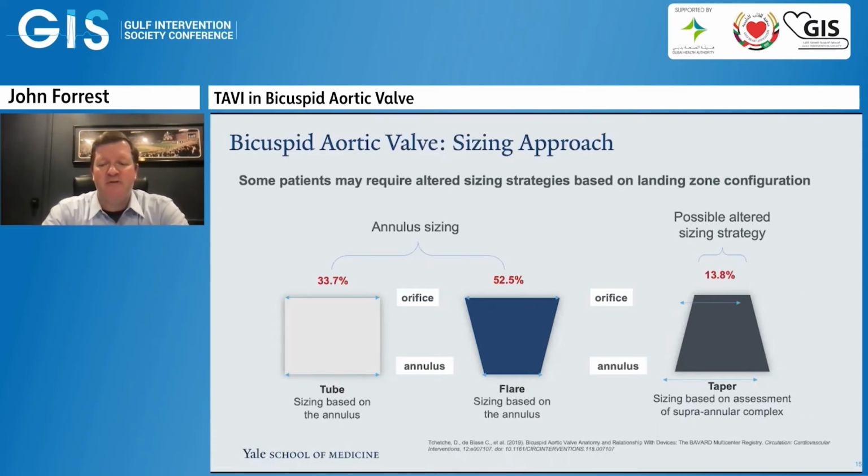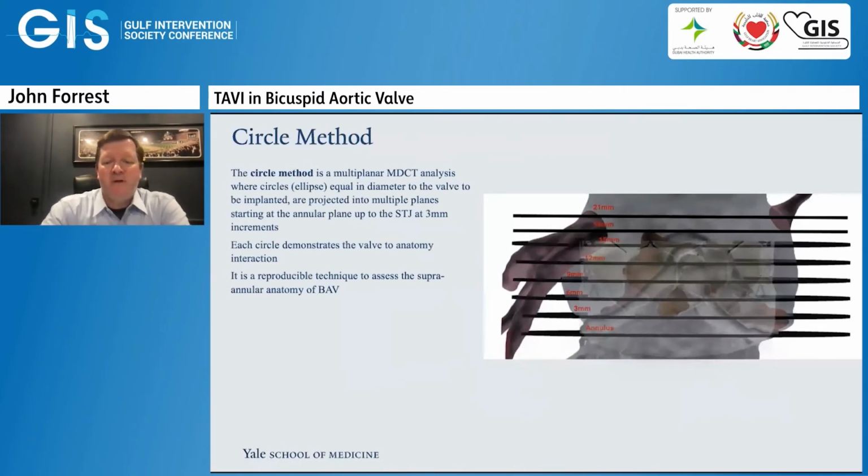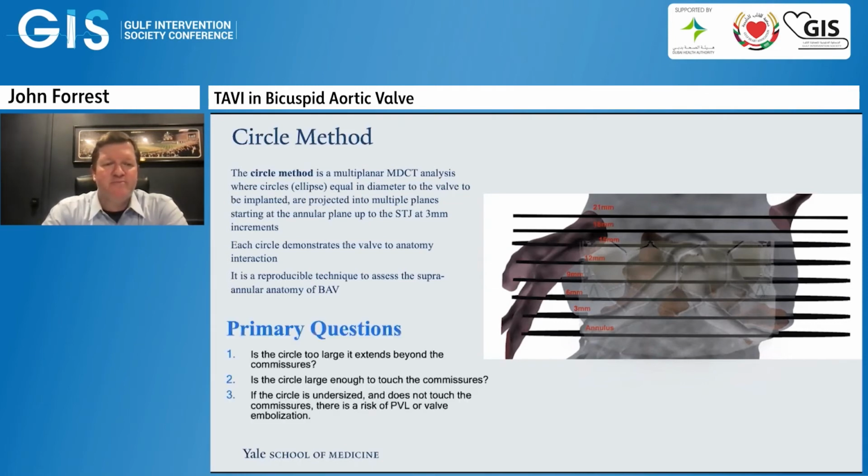So how do we do supraannular sizing and how does it work? Well, Edwards has very nicely developed the circle method, which uses a multiplanar CT, where circles or ellipses in equal diameter to the valve that's going to be implanted are projected in multiple planes, starting at the annular plane and working up every 3 millimeters all the way up to the sinotubular junction. Each circle demonstrates the valve and the relationship to the anatomy that's there, and this is actually nicely reproducible.